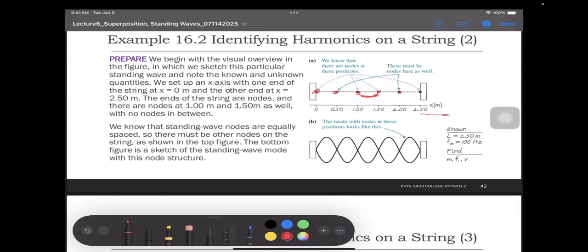We know that standing wave nodes are equally spaced, so there must be other nodes on the string as shown in the top figure. The bottom figure is a sketch of the standing wave mode with this node structure. Does it make sense to you? Yes, this is the standing wave.